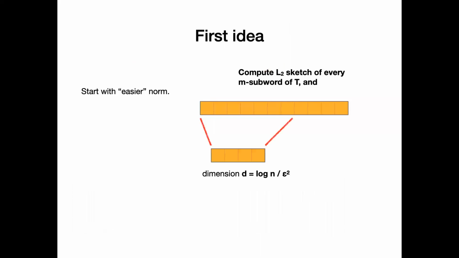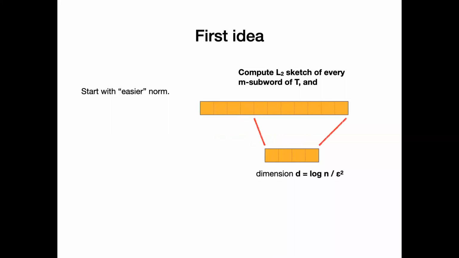So maybe it will be easier for us if we just start with an easier norm. So we start with the Euclidean norm, not the Hamming norm. So we start with the L2 norm, and we compute the sketch of a pattern, and then for every window of a text, we also compute its sketch. So we apply the same linear map to every substring, to every m-length subword of a text. So for the first subword, for the second subword, and for every other subword, we just compute the same linear map.